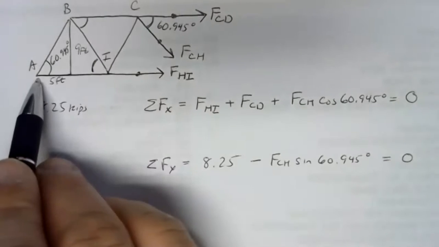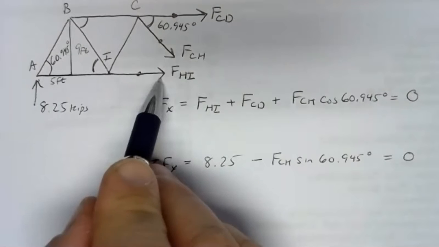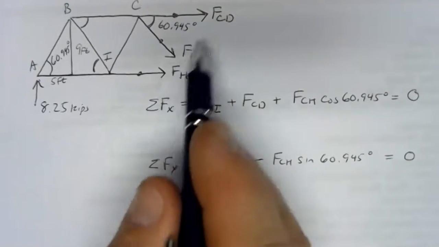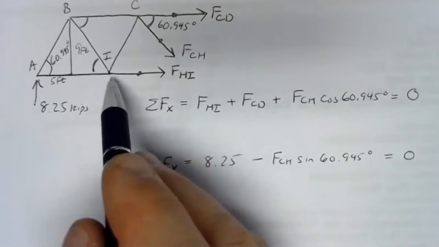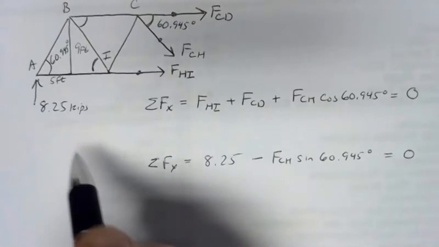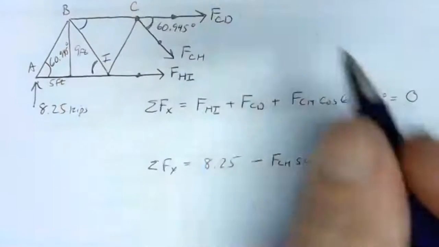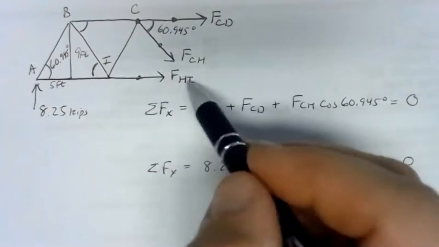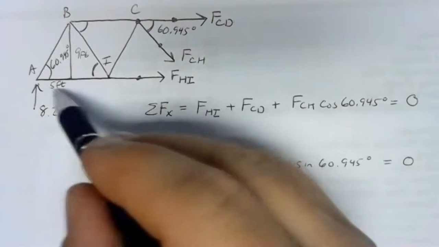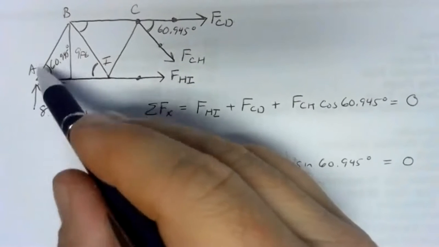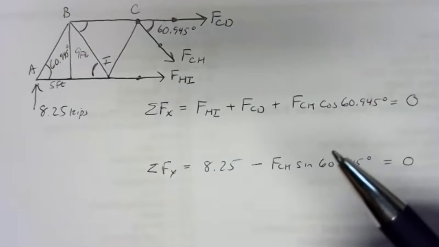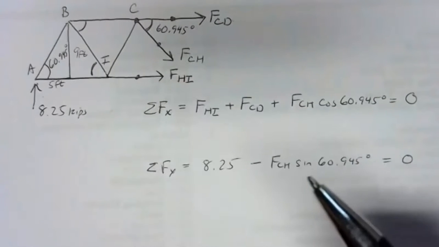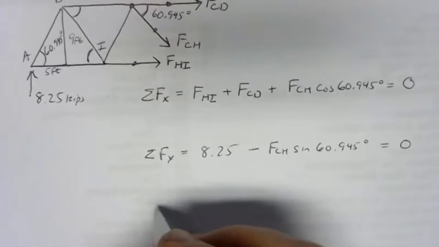So A would be problematic here because although it would knock out HI, we're going to have kind of complex moments, especially for FCH, and we'll certainly end up with two unknowns. Same with I. C, however, is looking like a good point to go with because if we pick C, we'll knock out FCD and FCH. We'll have a reasonably easy moment from FHI, and a reasonably easy moment from the 8.25 kips. So not too bad, and certainly only one unknown in our moment equation. And that's what we always want to see.